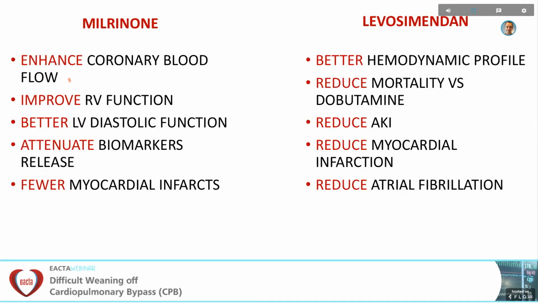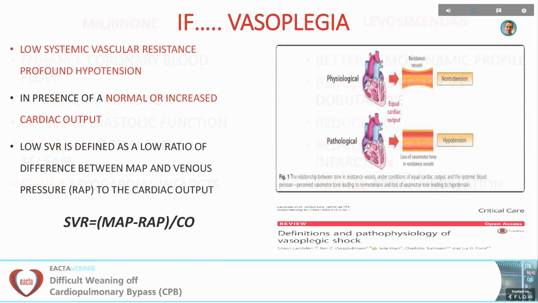Milrinone enhances coronary blood flow, improves right ventricular function, improves diastolic function, attenuates biomarker release, and has fewer myocardial infarcts. Levosimendan, for example, has a better hemodynamic profile, reduces mortality, reduces acute kidney injury, reduces myocardial infarction, and reduces atrial fibrillation.